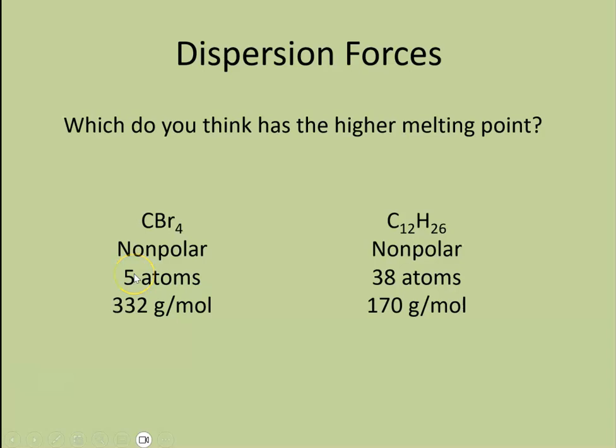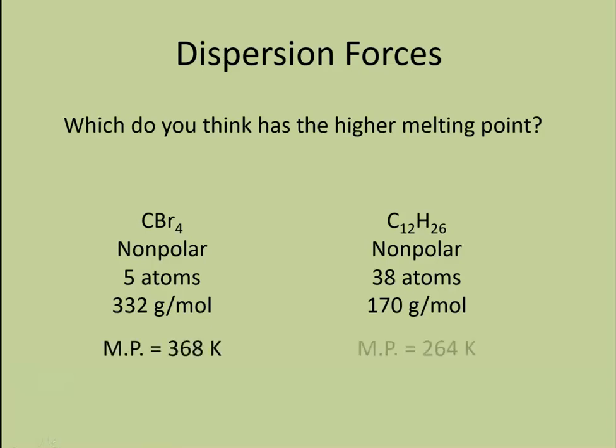Carbon tetrabromide has only 5 atoms, whereas dodecane has 38 atoms. On the flip side, dodecane has a molar mass of 170 grams per mole, whereas carbon tetrabromide has a molar mass of 332 grams per mole. So which do you think has the higher melting point? Is the deciding factor number of atoms, or is the deciding factor molar mass? Well, you can pause this for a second if you want and think about it, but here comes the answer.